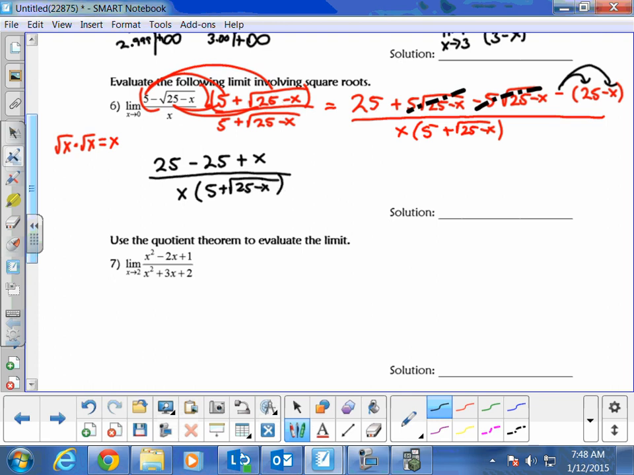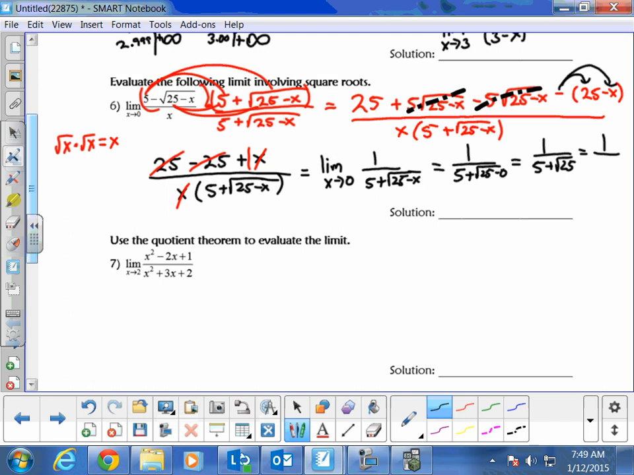From here, these 25s cancel out. And this x that you see here, I put a 1 because there's really a 1 left over. I'm going to cancel out the x's. And I'm going to take the limit as x approaches 0 of my simplified equation, which is 1 over 5 plus the square root of 25 minus x. So in this case, I take 1 over 5 plus the square root of 25 minus 0, which is 1 over 5 plus the square root of 25, which means 5 plus 5, so my solution is 1 over 10.